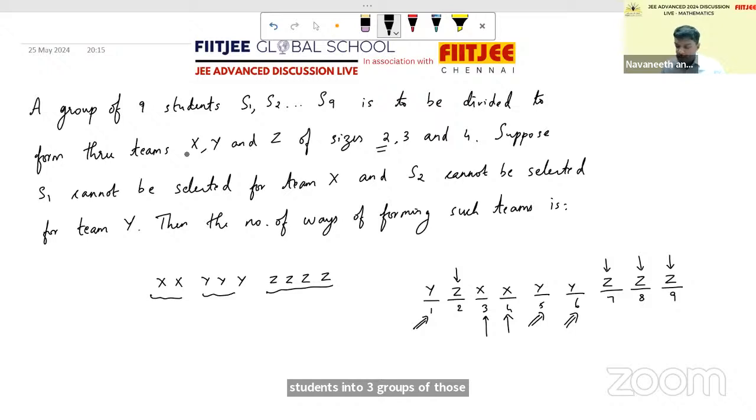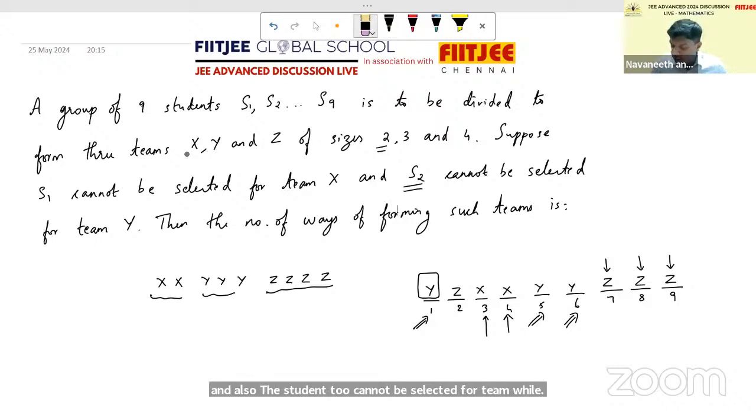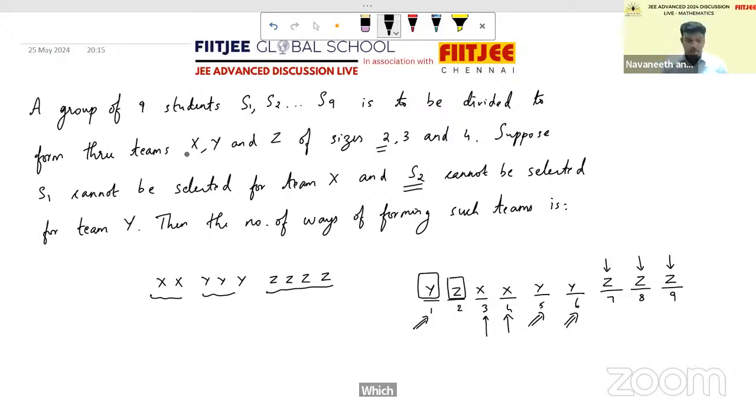But we have a condition here that student 1 should not be selected for team X, which means X should not come in the first place. If X comes in the first place, it means S1 goes to team X, which is not allowed. Also, student 2 cannot be selected for team Y, which means in the second position you cannot have Y coming there.